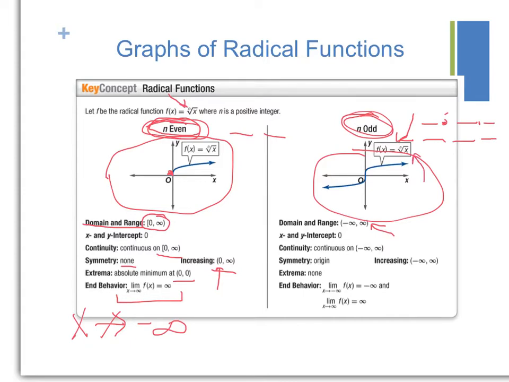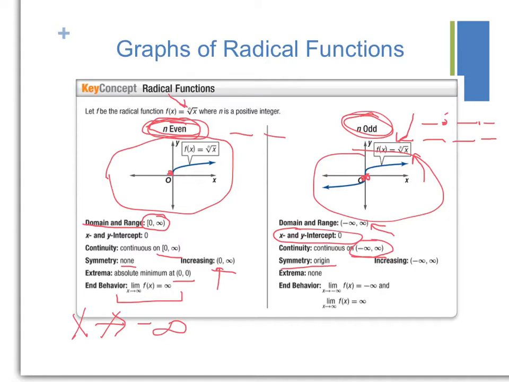If we look at the x and y intercept, this graph also crosses at the origin, so our x and y intercept are 0. Since our domain and range are both negative infinity to infinity, more specifically, since our domain is negative infinity to infinity, we can say the function is continuous on that same interval. Our symmetry here is origin.